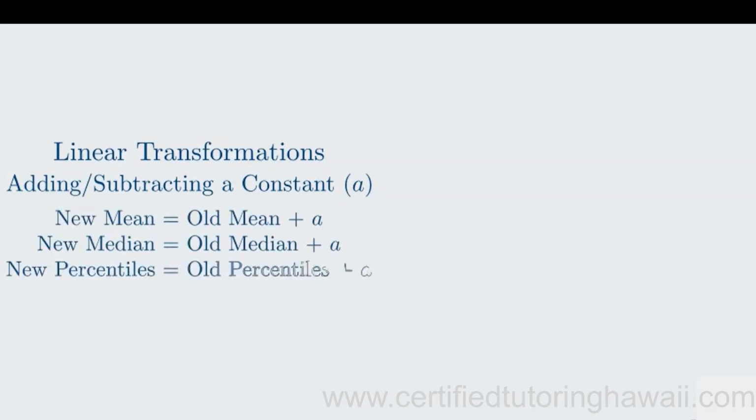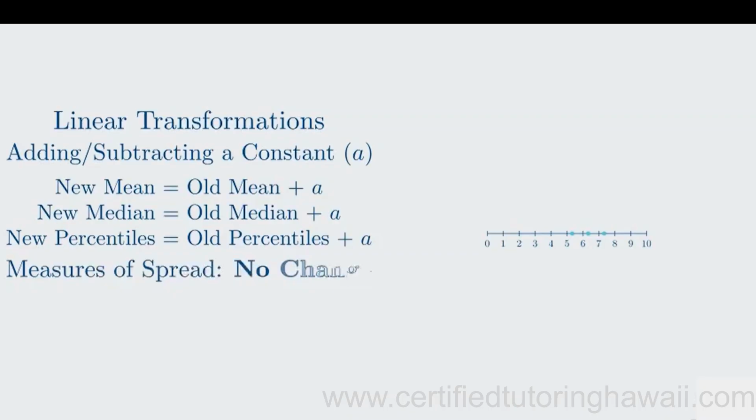Finally, let's discuss what happens to our statistics when we change the units of measurement, such as converting inches to centimeters or adding a constant bonus to every test score. If you add or subtract a constant value, let's call it a, to every data point, the measures of center and position change by that same amount. The new mean is the old mean plus a. The new median is the old median plus a. And the new percentiles are the old percentiles plus a. Basically, the entire distribution shifts left or right on the number line.